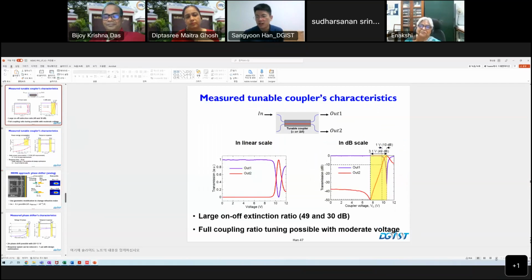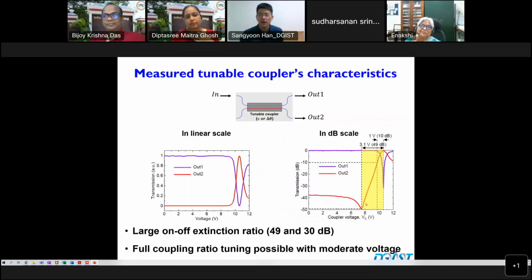So this curve shows you voltage. This is in dB scale, or this is in linear scale. So you can see this is sort of non-linear. Nothing happens until 8 volts, and suddenly something happens. You apply voltage, but the field is an exponential decay. So until some point, there's actually negligible optical effect, and after that, the waveguides see each other.